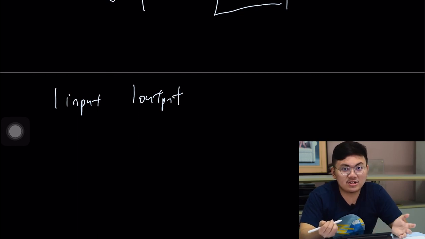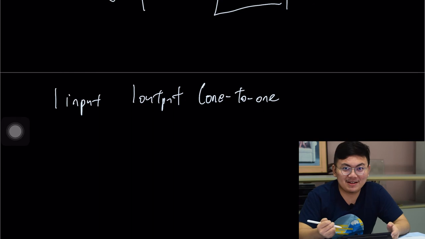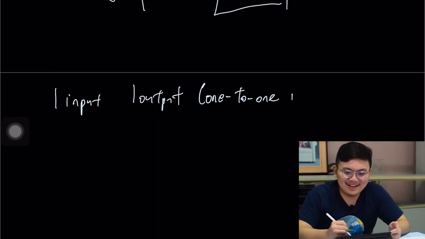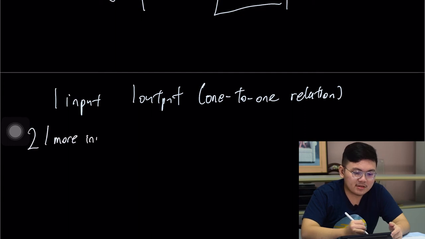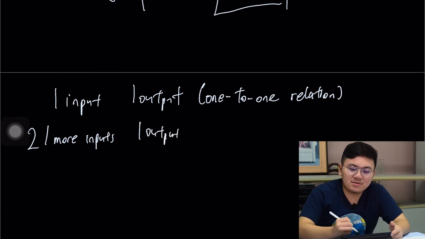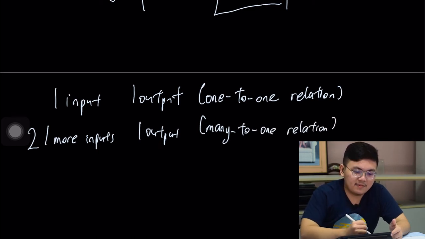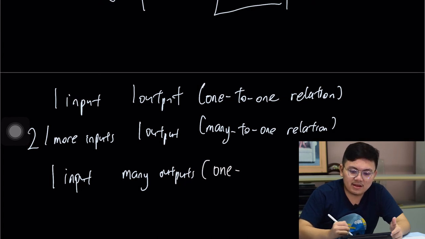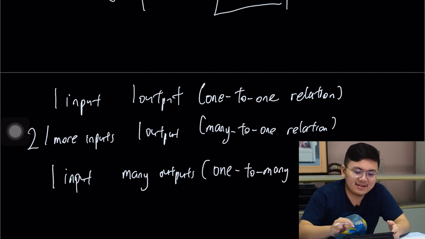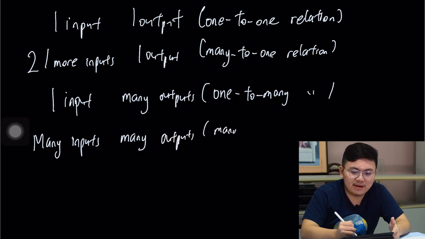This situation, if you remember, is called a one-to-one relation. It's included in your Form 2 graph of function chapter. If I'm not mistaken, it's chapter 8, graph of function. Then you can have two or more inputs, and you only result in one output. This we call a many-to-one relation. Then we have one input resulting in many outputs. This one we say is a one-to-many relation. I'm just lazy to write. Then we have many inputs resulting in many outputs. This one we say is a many-to-many relation.